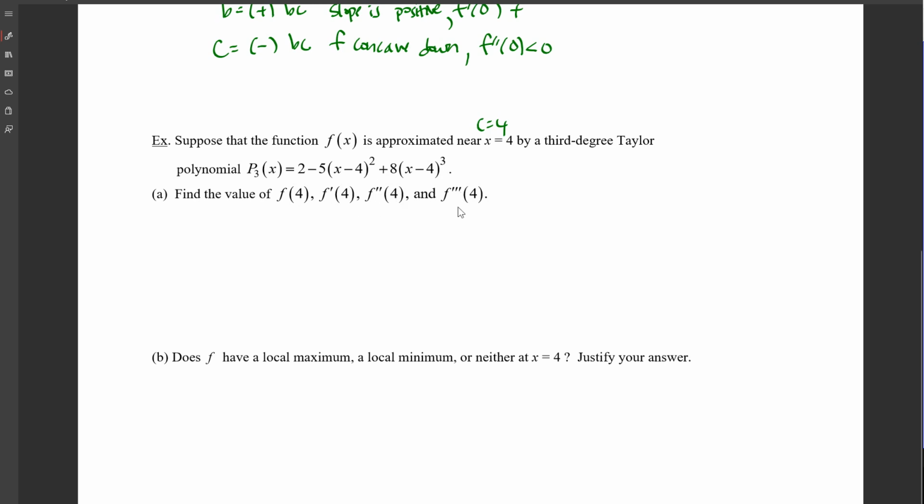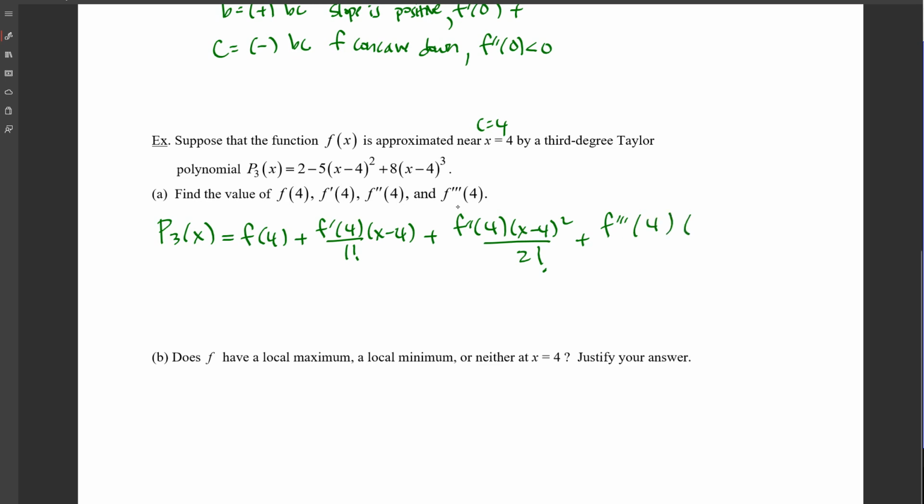Okay, so what we have to know is what the original Taylor series says. The original Taylor series says this is f at 4 plus f prime at 4 over 1 factorial, x minus 4, plus f double prime at 4, x minus 4 squared over 2 factorial, and plus f triple prime at 4, x minus 4 to the third power over 3 factorial.